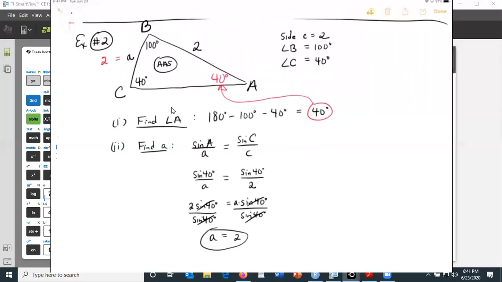So I want to point out something now that we should have guessed from the beginning here. When you have two angles that are the same, like 40 and 40, you're going to end up with two sides that are the same. And if you remember, this is what we call an isosceles triangle. And that just means you have two sides and two angles that are equivalent.